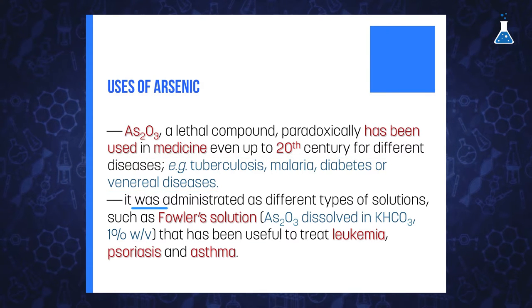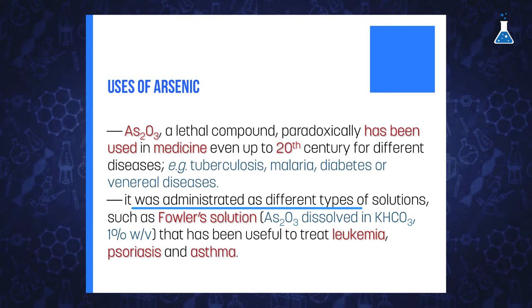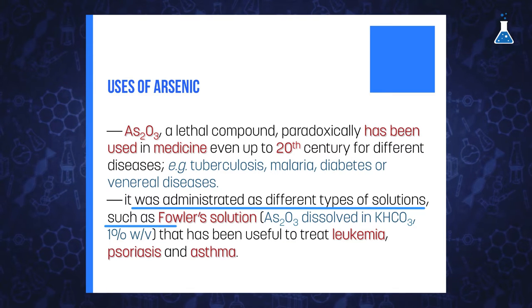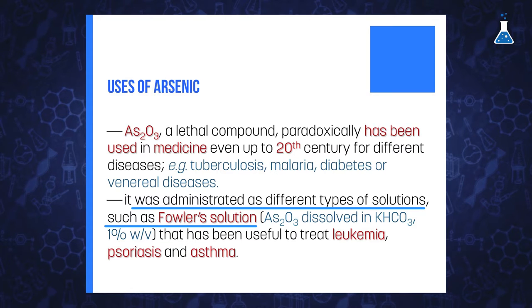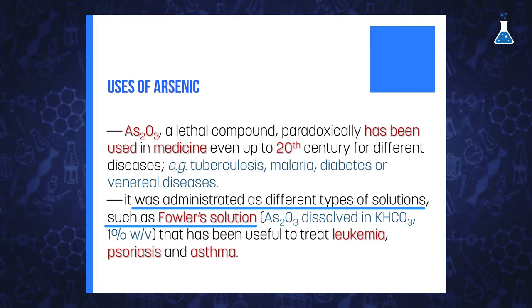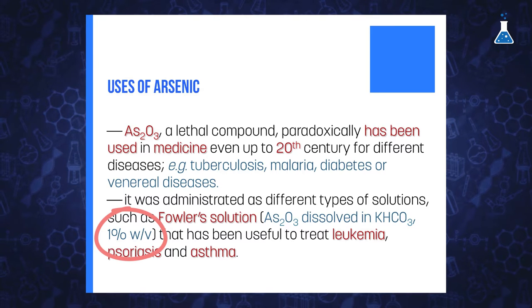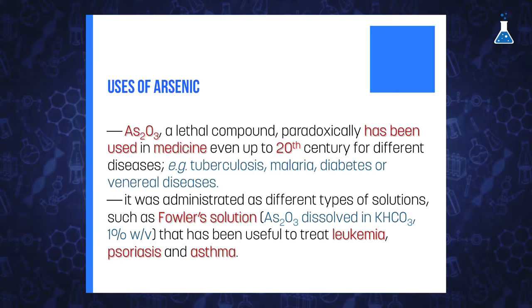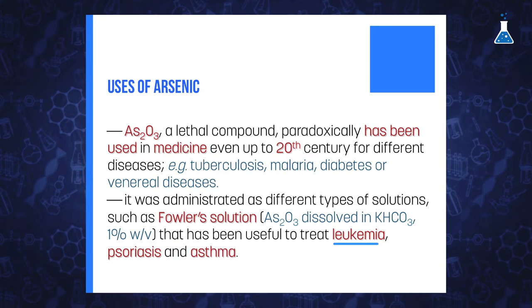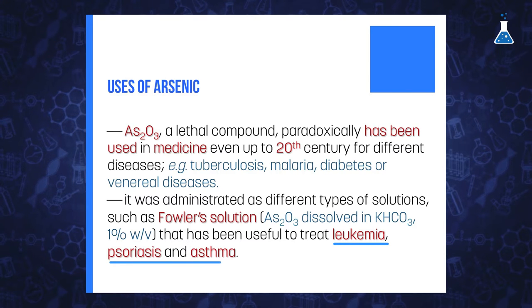It was administered as different types of solution, such as Fowler's solution, which consisted of a solution containing approximately 1% of arsenic oxide. This was a popular treatment for leukemia, psoriasis, and asthma. Finally, arsenic was rejected by the pharmacopoeia when other substances were found to be more efficient and less toxic.